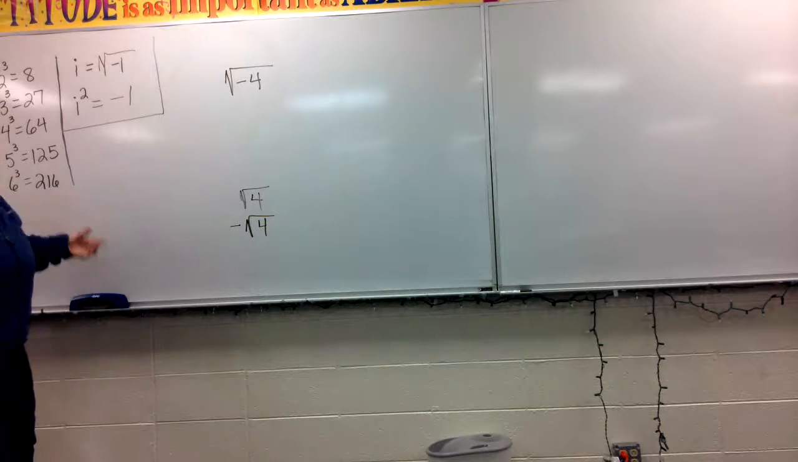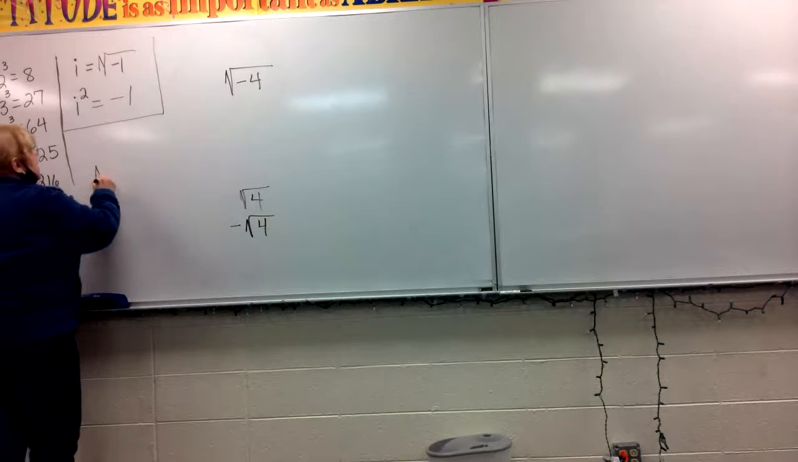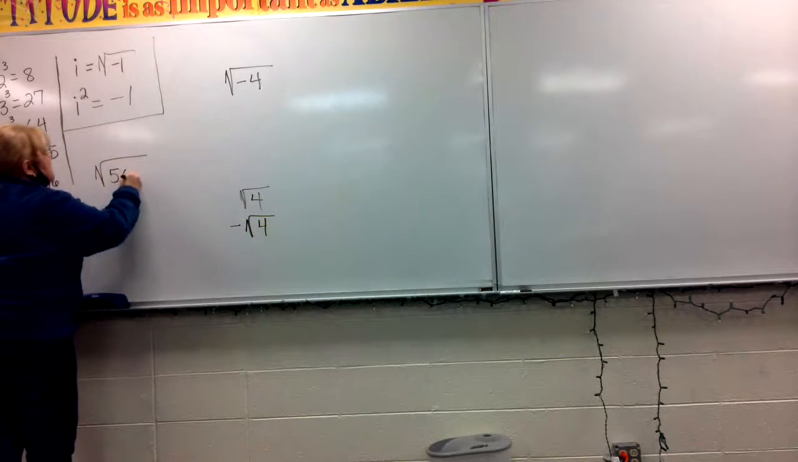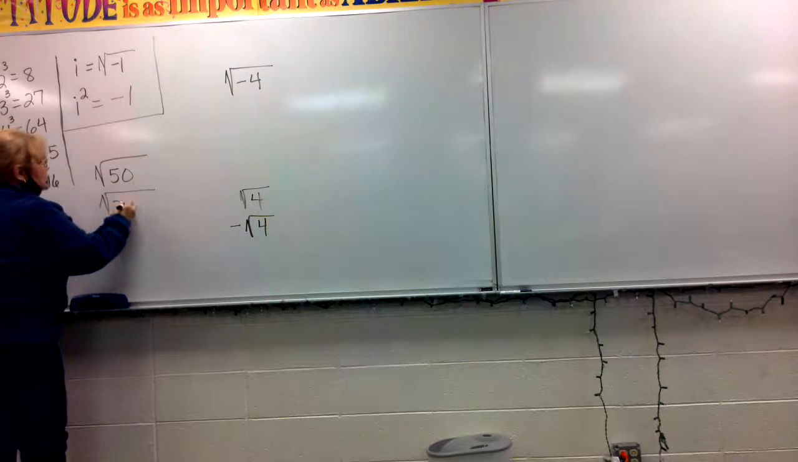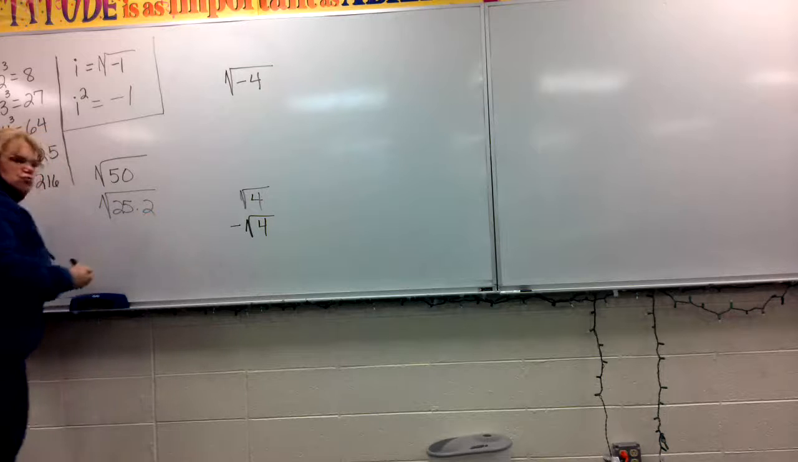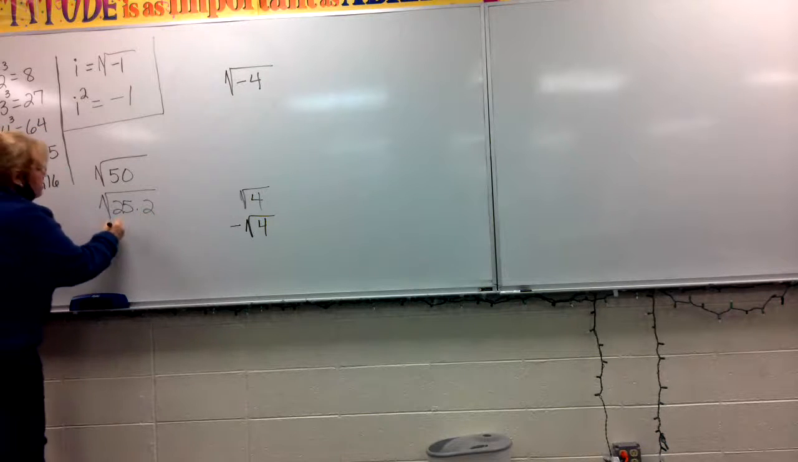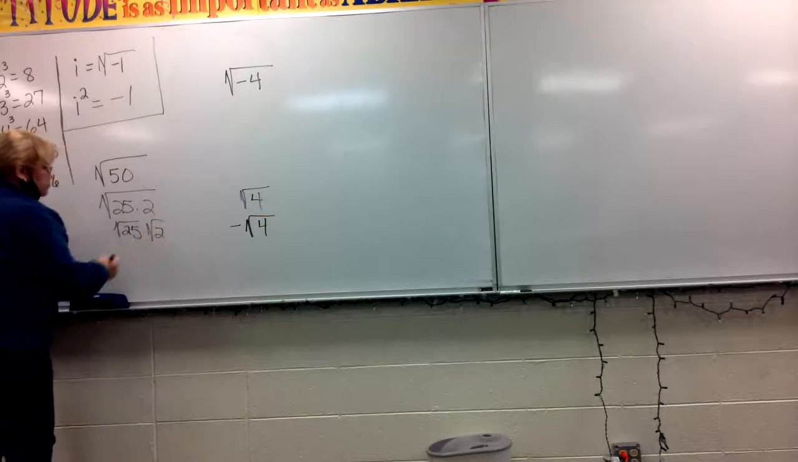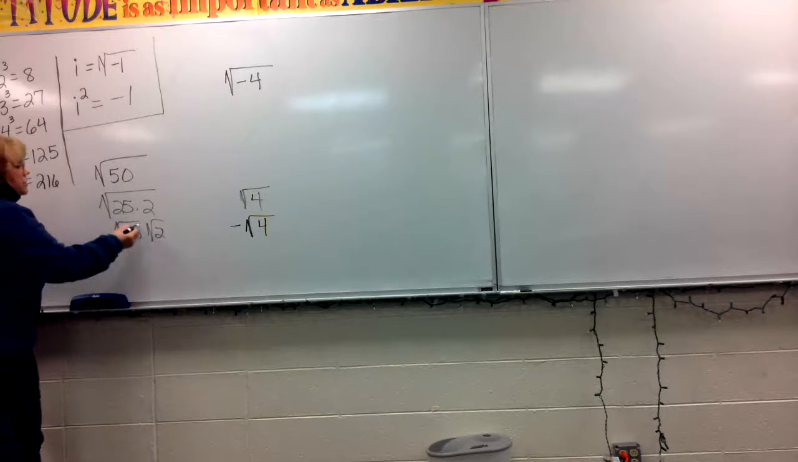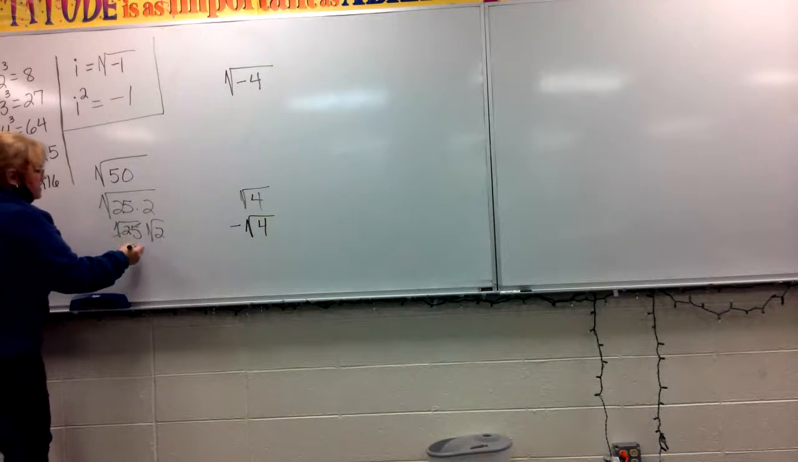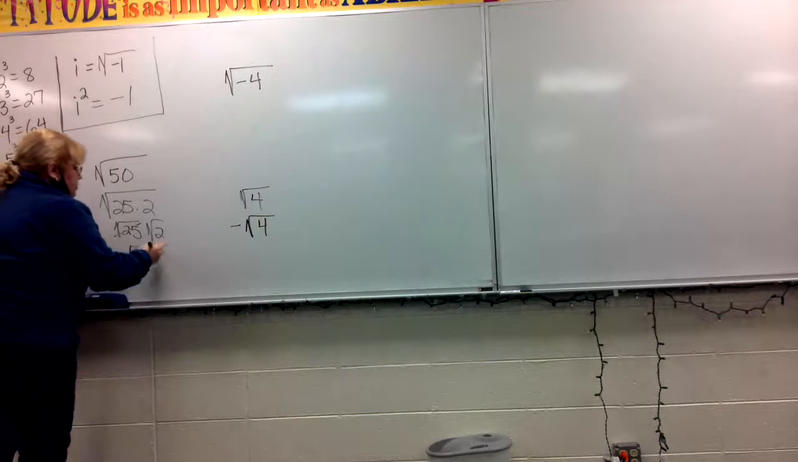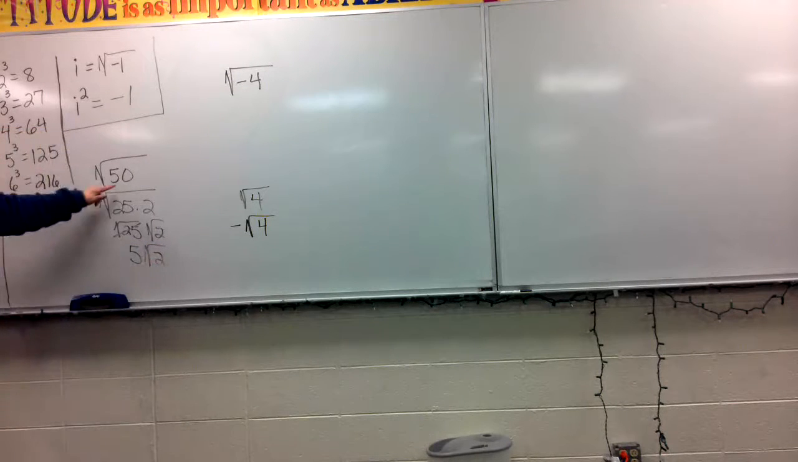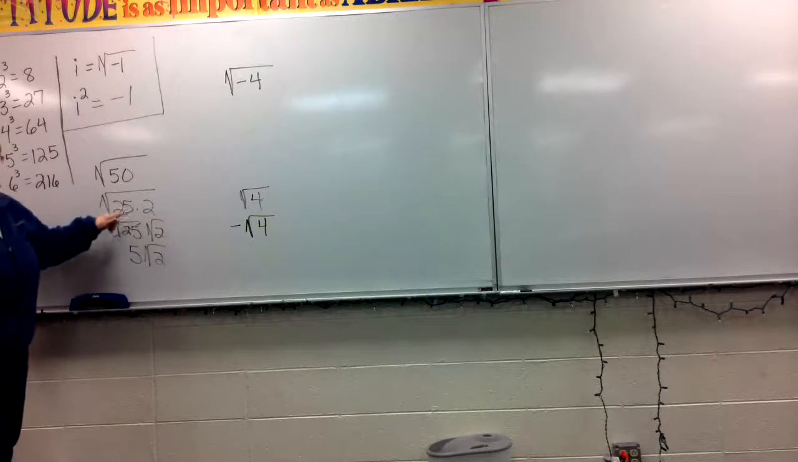So what we're going to do, remember when we did things like square root of 50, and we broke that down? 50 is 25 times 2. Square root of 25, square root of 2. And the reason we did that is square root of 25 is 5, so 5 root 2. So we broke down 50 into its factors.